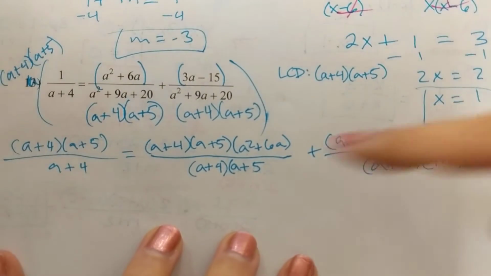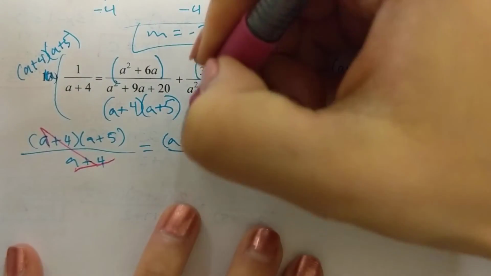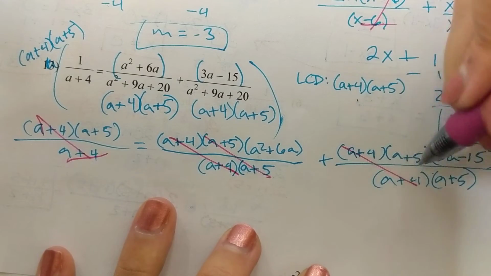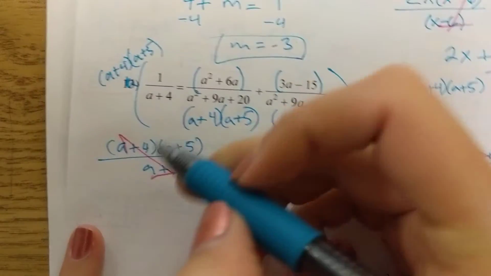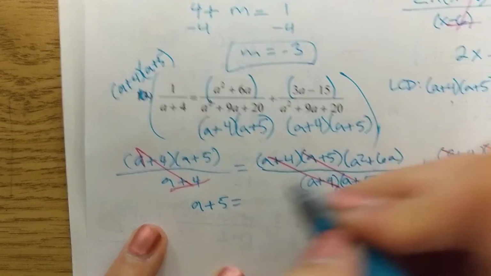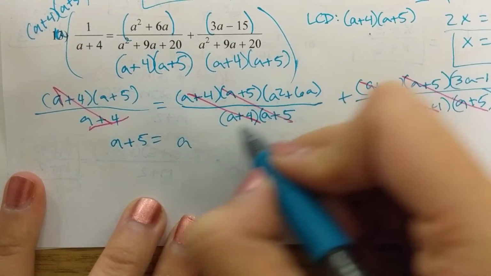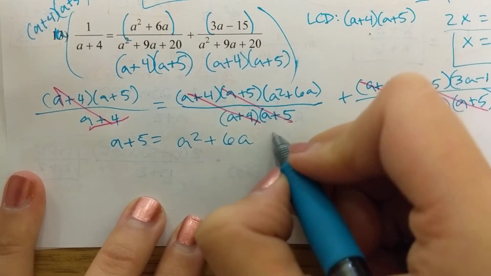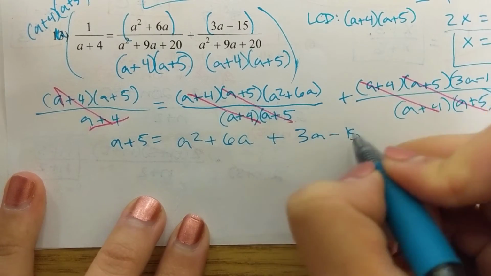Okay, so it doesn't even fit in my screen. Okay, a plus 4 over a plus 4, a plus 4 over a plus 4, a plus 5 over a plus 5. Done, done. Woo! Now we have a plus 5 equals a squared plus 6a times 1 plus 3a minus 15.